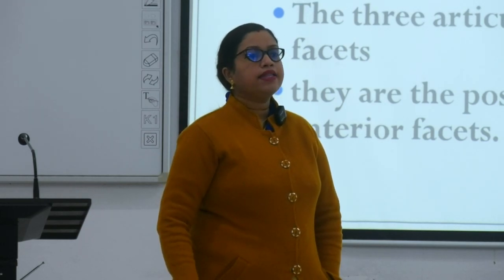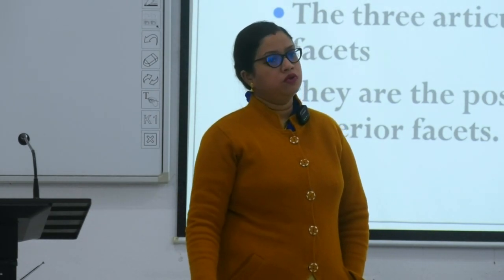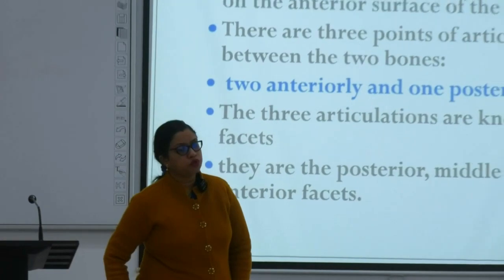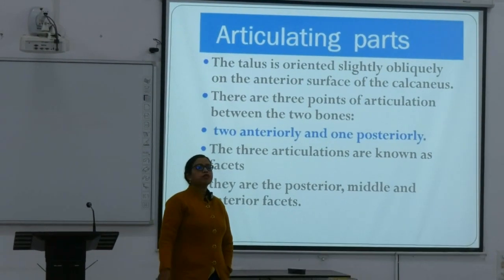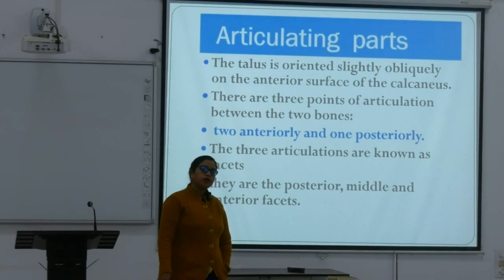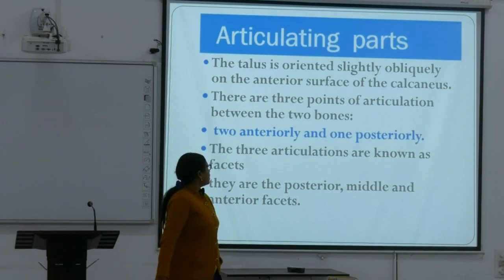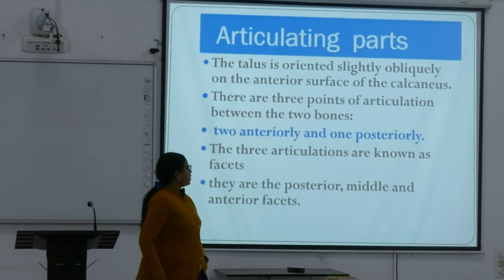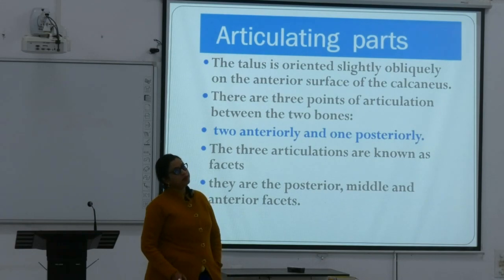Understood? Why this anterior and middle? They have a common capsule. Okay, common joint capsule. That's why they are considered as one joint. Okay, whereas posterior is considered as another separate joint. Understood? Because the anterior and middle has got a common capsule. Okay. So here there are three articulations. These are known as facets. Already I discussed. These are the posterior, anterior and the middle.